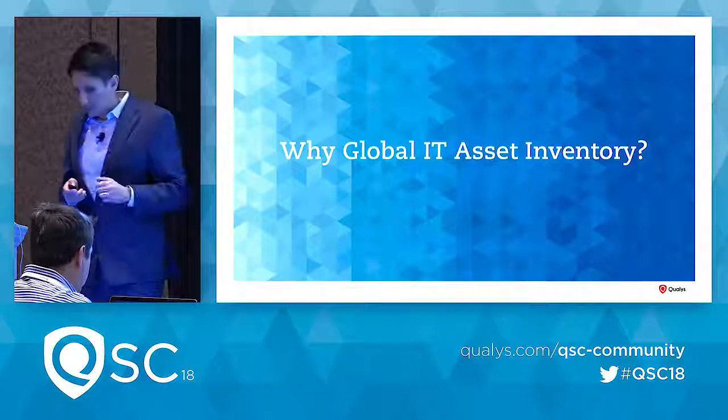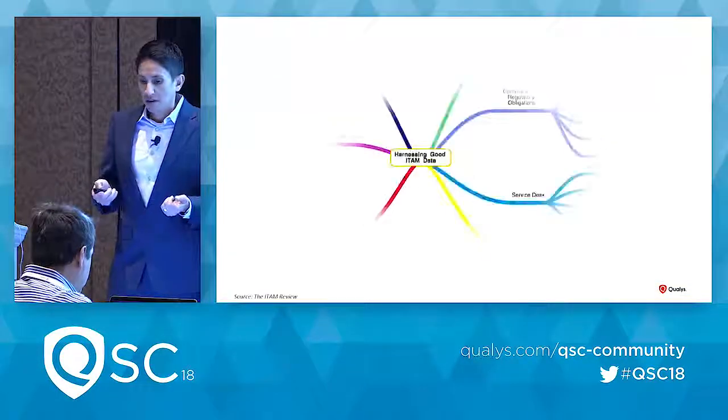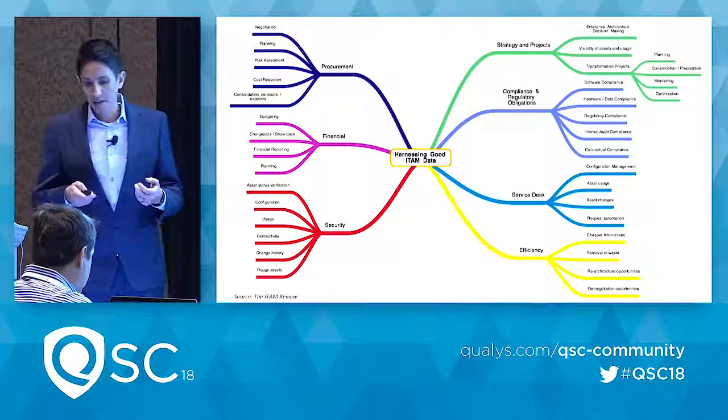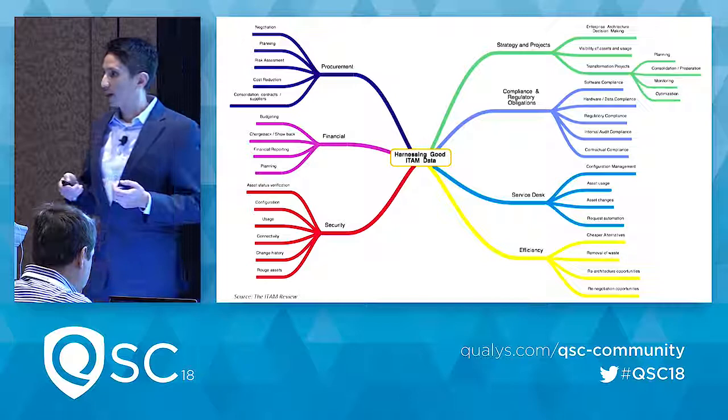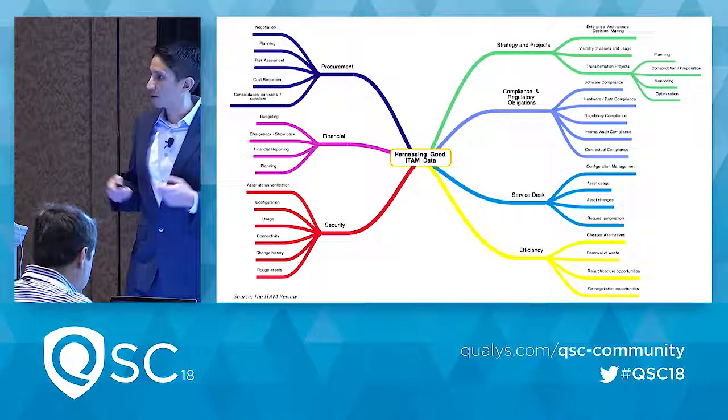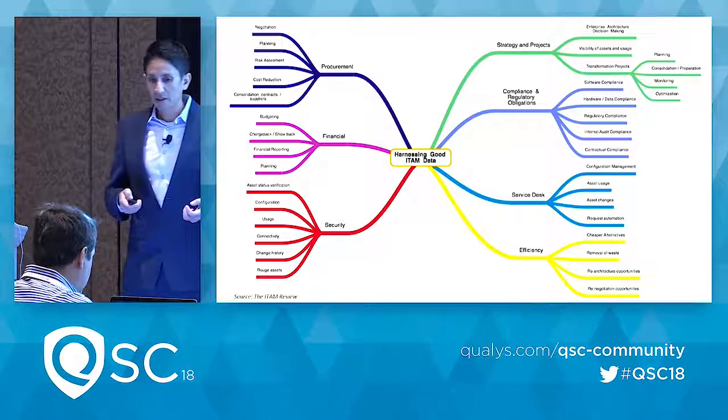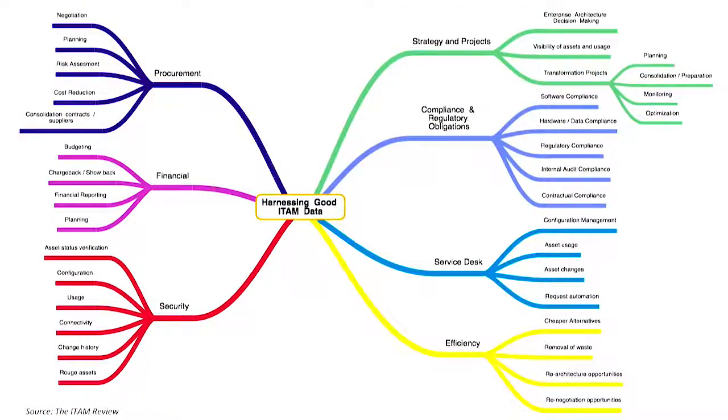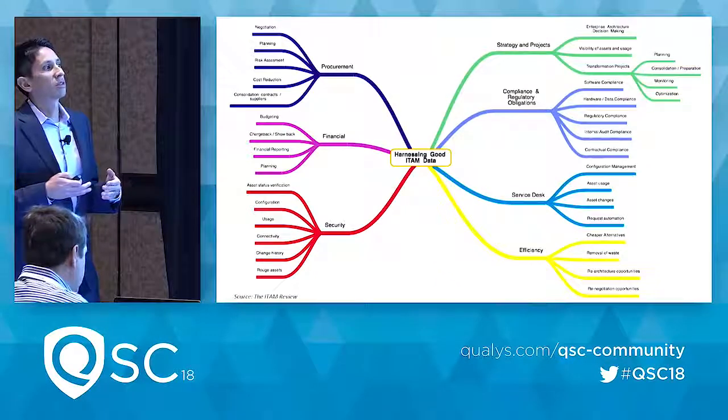So why a global IT asset inventory? If you really understand the impact of a good IT asset management data set, it spans your entire organization. Today we're thinking about security, but it also impacts procurement planning, financial planning, strategic projects like enterprise architecture planning, and service desk automation. For all of that, harnessing a good IT asset inventory, not multiple different databases but a single data source that you can use across these different teams and projects, so that they all share the same data source, is very powerful.